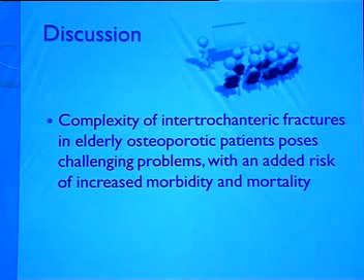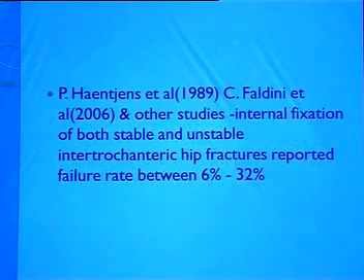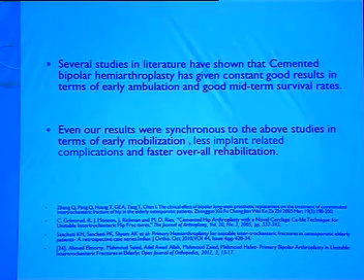And the discussion: the complexity of intertrochanteric fractures in elderly osteoporotic patients poses a challenging problem with an added risk of increased morbidity and mortality. Hozens et al., Feldin et al., and other studies showed that internal fixation of both stable and unstable intertrochanteric fractures reported a failure rate between 6 to 32%. And several studies in the literature have shown that cemented bipolar hemiarthroplasty has given good consistent results in terms of early ambulation and good mid-term survival rates.